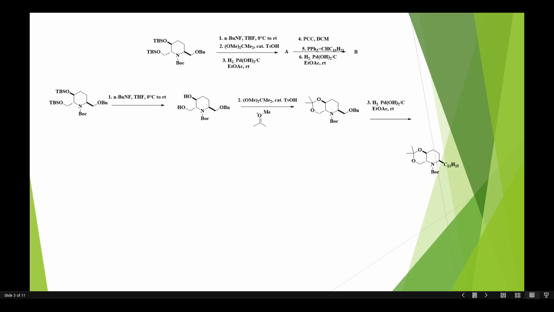After that we have hydrogen and palladium hydroxide. Generally, benzyl group deprotection is possible only by hydrogenation. The hydrogenation is needed for the deprotection of the OBn, so we need this hydrogenation to deprotect the benzyl ether to the corresponding alcohol. We will get our corresponding alcohol. Then we have PCC. From the PCC, what will we get, the acid or what?